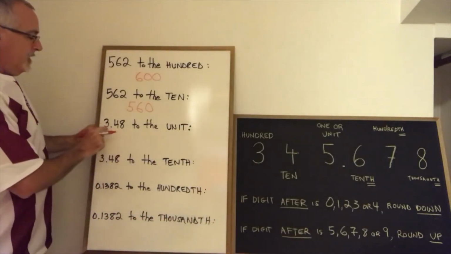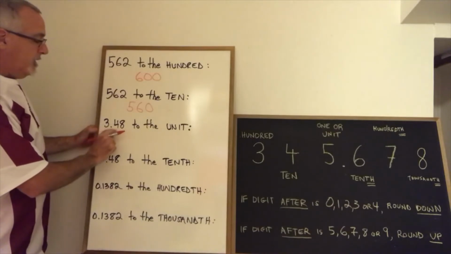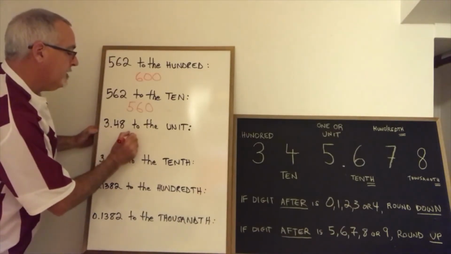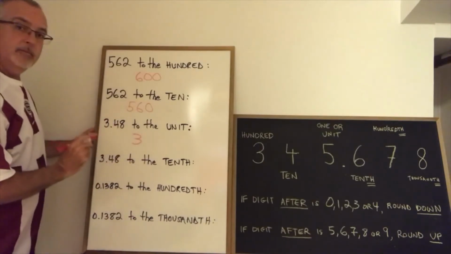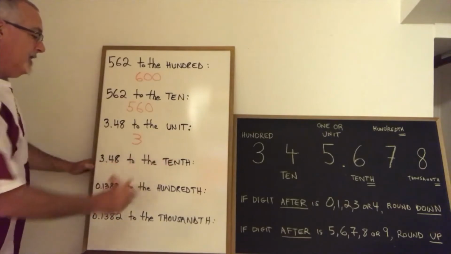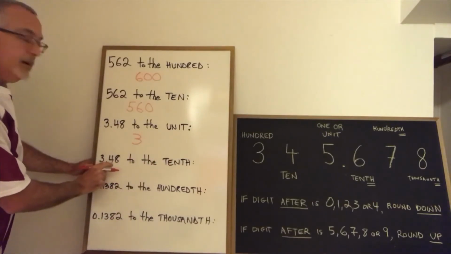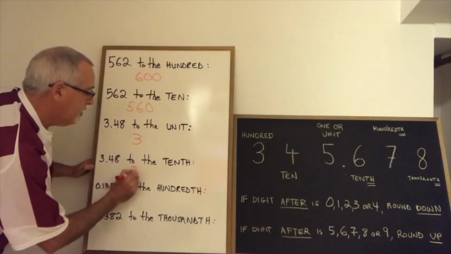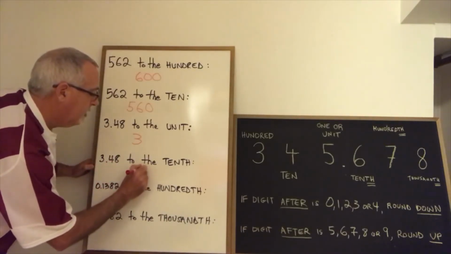3.48 to the unit is the 3. The number after it is a 4, I round down. 3.48 to the unit is 3. The 3 doesn't change. 3.48 to the 10th is where the 4 is, but the number after it is an 8, so I round up, and my answer is 3.5.